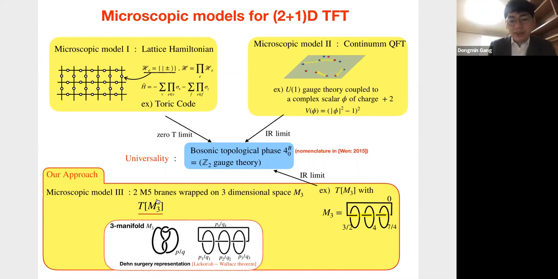So in this way, we can connect the choice of a 3D manifold to the choice of the 3D theory. And the certain 3D manifold case corresponds to a gapped phase, and it corresponds to a topological phase. Yeah, thank you for the questions.